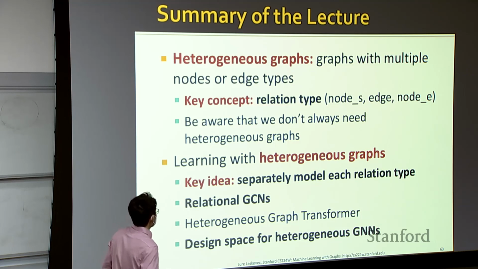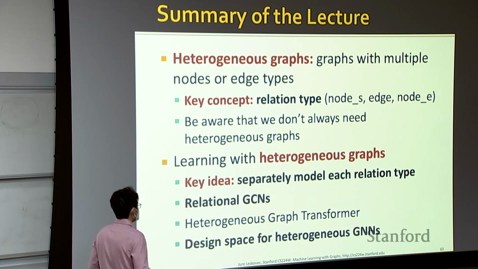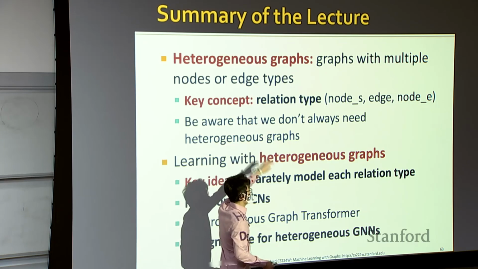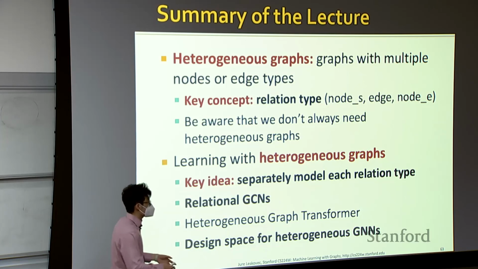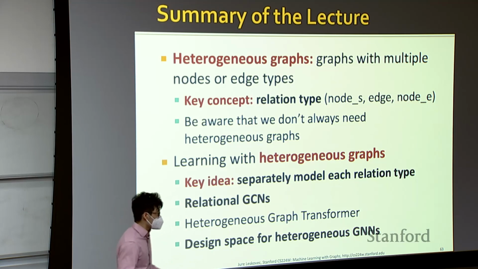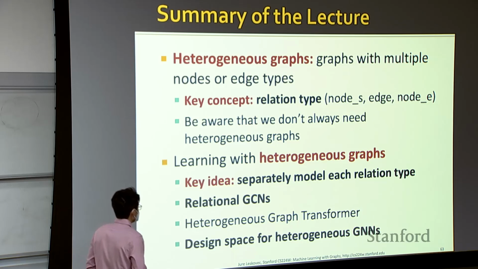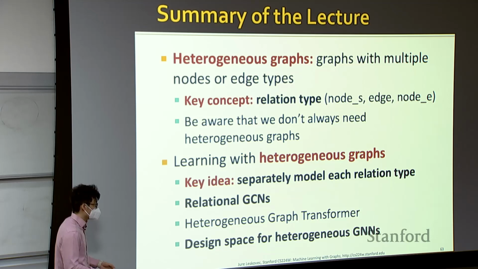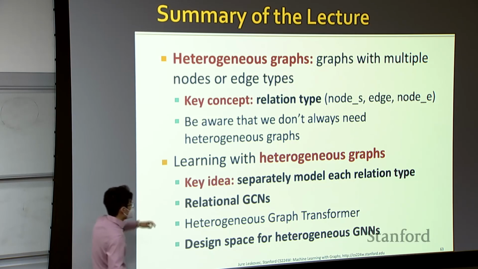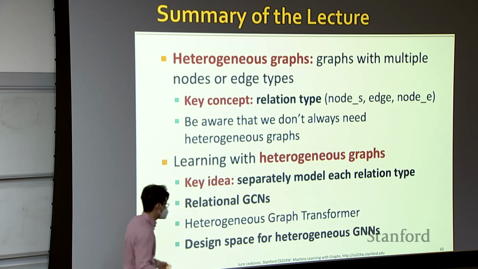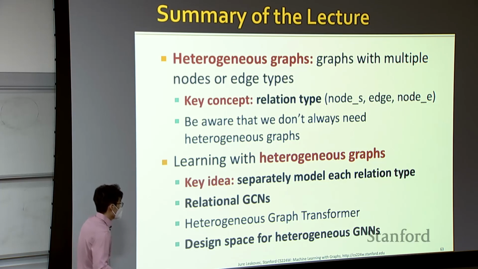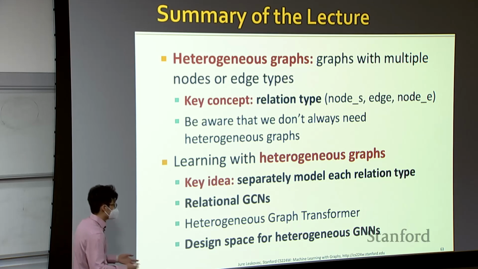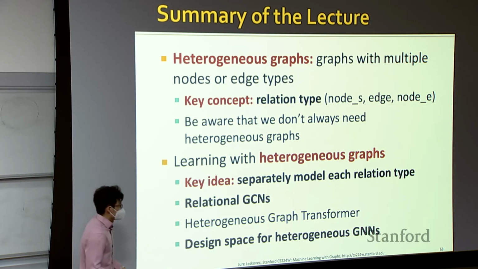So to summarize today, we have talked about how to apply GNN to heterogeneous graphs. The key concept you can take away is the concept of relation type, from the starting node, edge, and end node, that describes all the complex relationships in heterogeneous graphs. We talked about learning from heterogeneous graphs using the same idea of GNN we have seen earlier. The key idea is that we want to separately model each relation type with GNN. The most important part of this lecture is relational GCN, which extends GCN to relational graphs. And that's it for today.